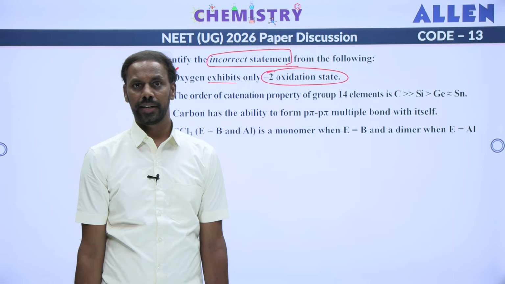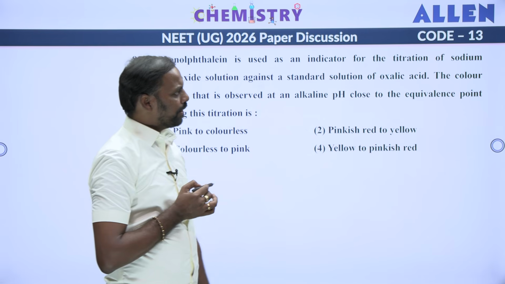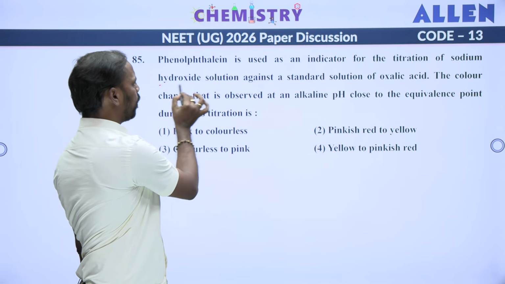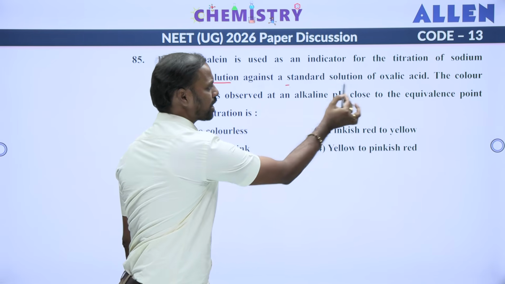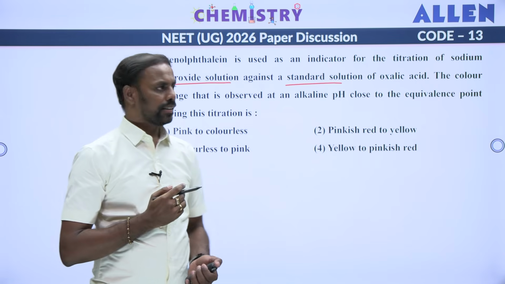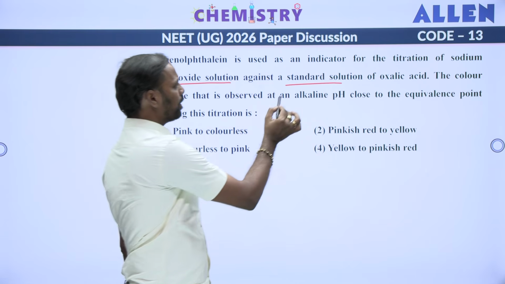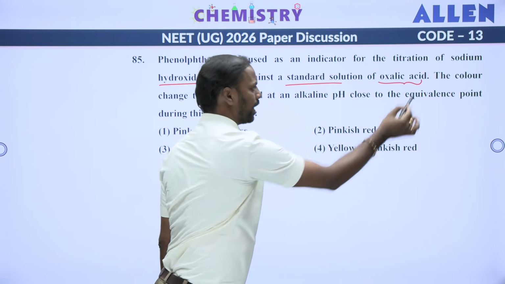Clear? Next, student, phenolphthalein is used as an indicator for the titration of sodium hydroxide solution against a standard solution of oxalic acid. See, student, here this is related to titration. Okay, so now what I am taking here is the standard solution of oxalic acid.